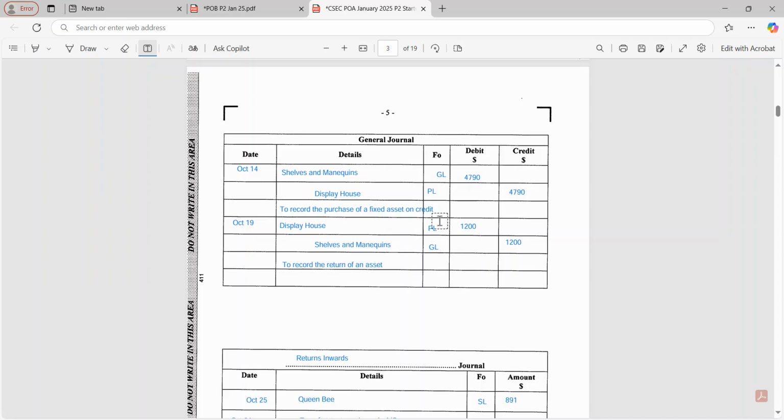It will be related to the purchases ledger because that is where we find our suppliers and creditors, and it's $1,200. We have to indent for the account that we're going to credit, shelves and mannequins, general ledger, and it is $1,200. Alrighty. And it is to record the return of an asset.